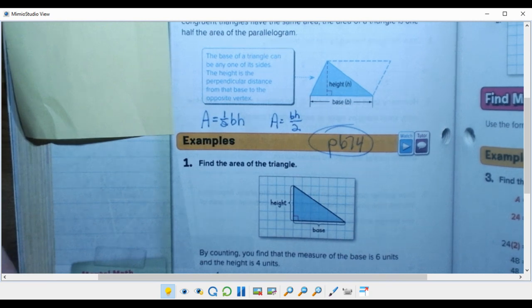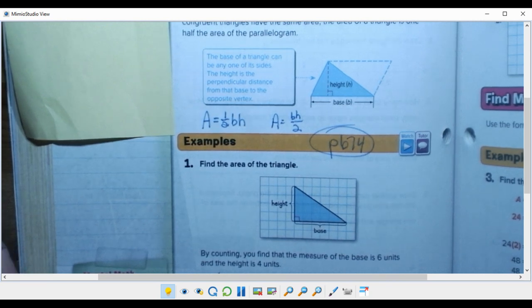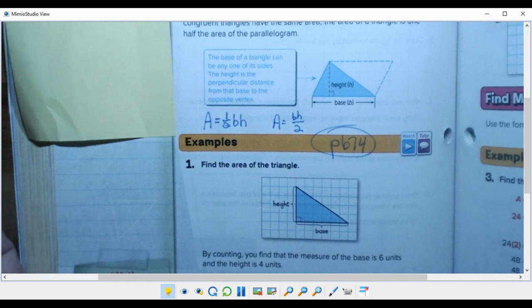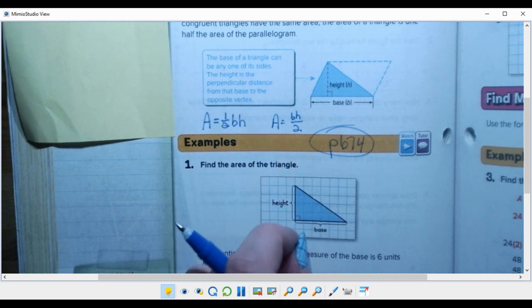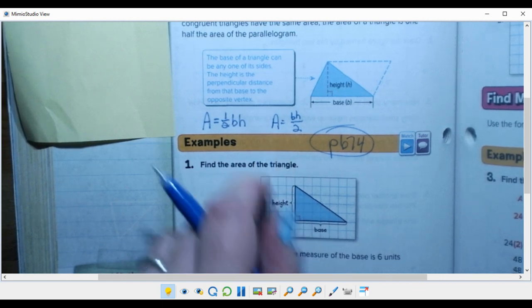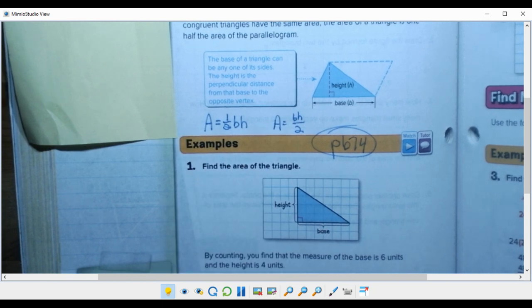Sometimes it depends on whether you're using a calculator or paper and pencil, or what numbers you're given. Either of these will get it to you. Okay, now let's talk about finding base and height. Base and height in a triangle will always be perpendicular. So sometimes the height will be a side, and sometimes the height will be in the middle or even outside, because you're measuring between two things.